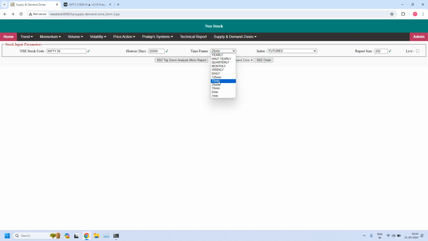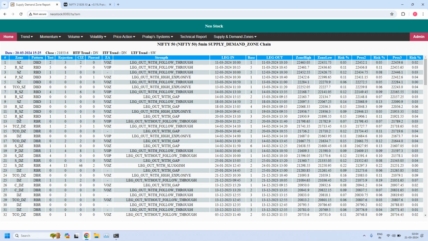The 5 minutes time frame. Let me generate the chart. It is okay, we got it. So here we have a demand zone. This is the one, TCZ underscore DZ. This is a low priority high liquidity demand zone. It gave a test today, but also it is pierced today. Slightly it is pierced, that we will discuss.